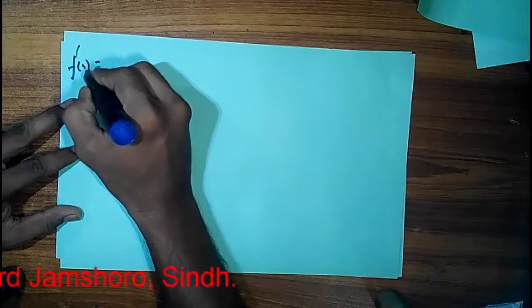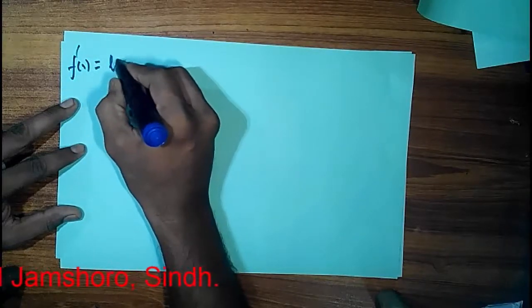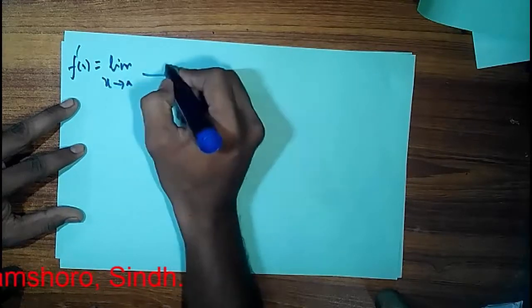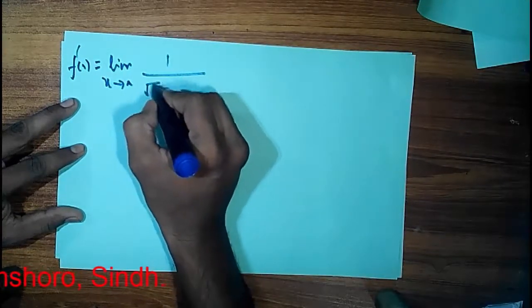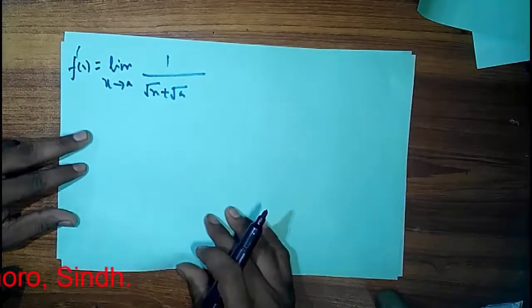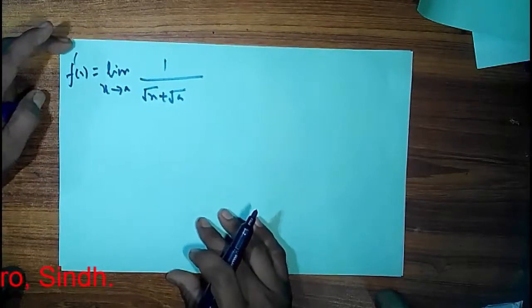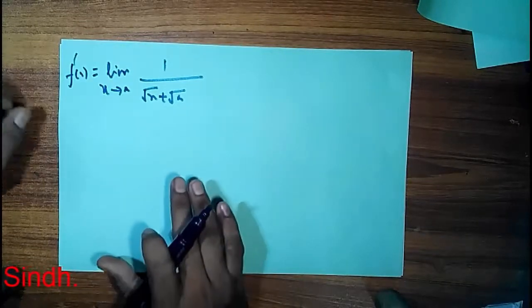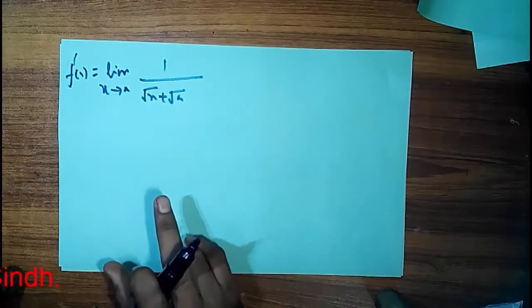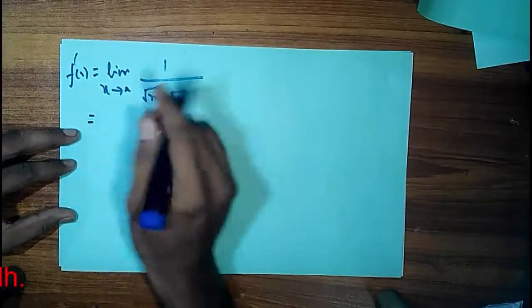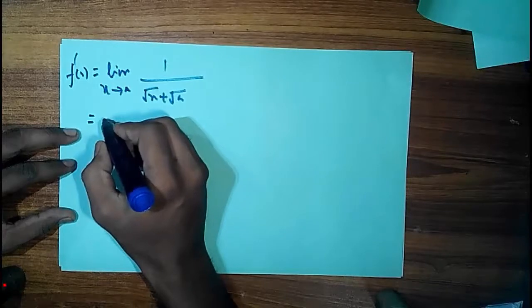f prime a, limit x tends to a, and 1 upon under root x plus under root a. Now you will apply the limit. One thing is very important here. Before this step you can't apply the limit, because if you apply the limit before this step, your question will be undefined. So after this step you will apply the limit.